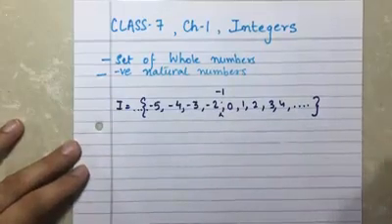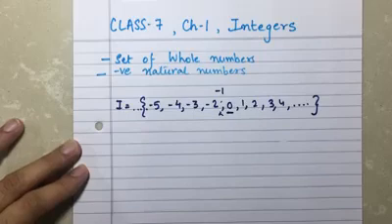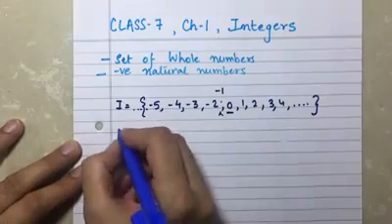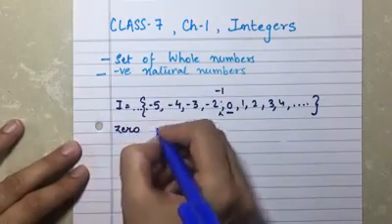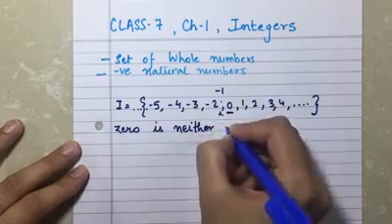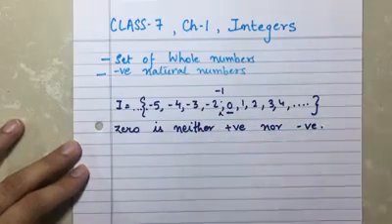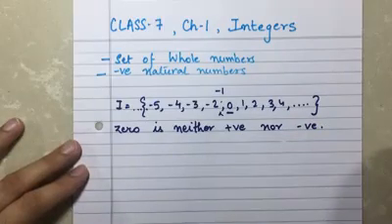So we are going to talk about what about 0. Is 0 a positive number? Is 0 a negative number? In that case, I'm going to clarify that 0 is neither positive nor negative. 0 is never termed as a positive or negative number.